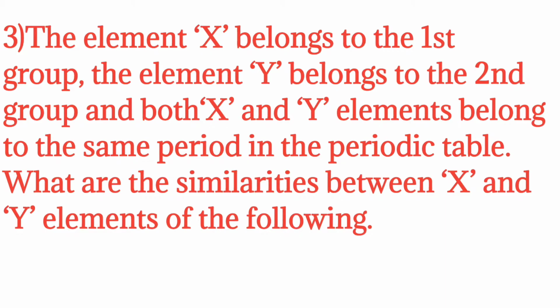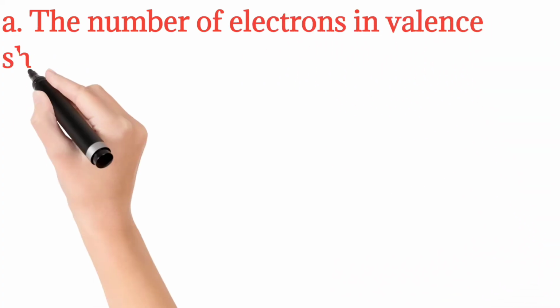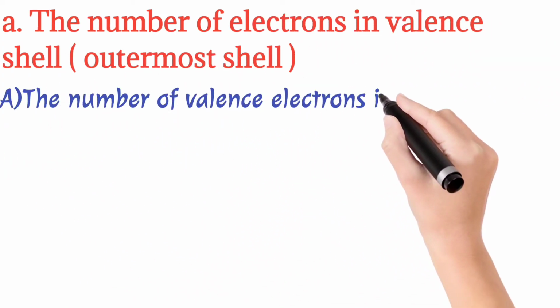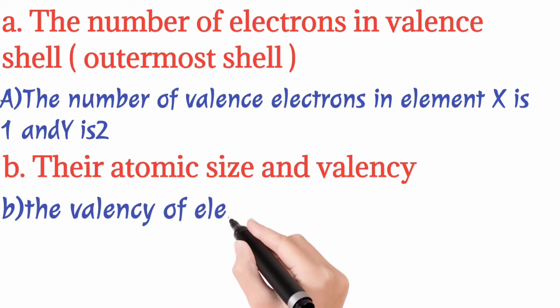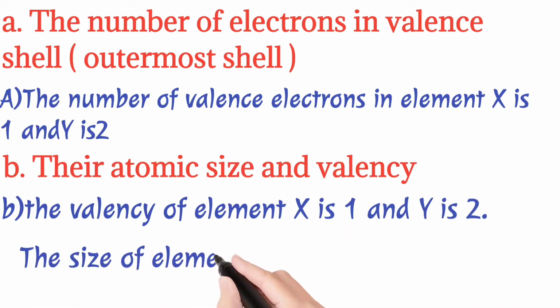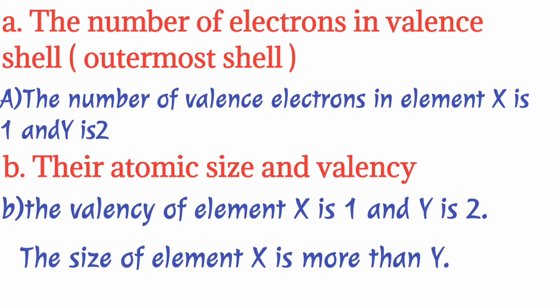You have to write the similarities. The number of electrons in the valence shell, that is, the outermost shell. How many electrons are there in the valence shell of X and Y? The number of valence electrons in element X is 1 and Y is 2. Valence shell means outermost shell. So in this, element X is 1 and Y is 2.